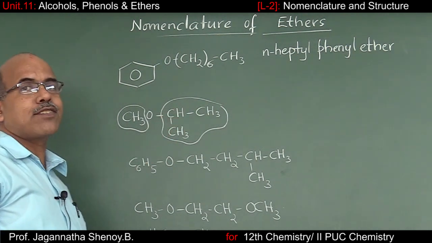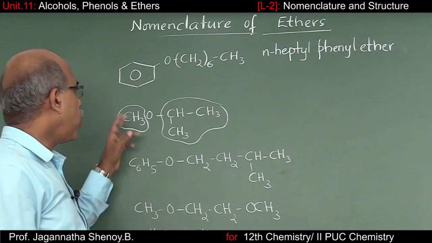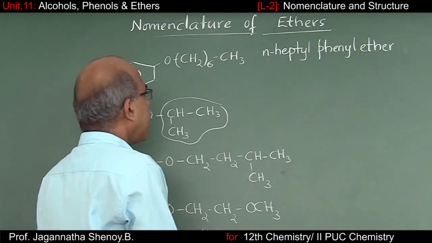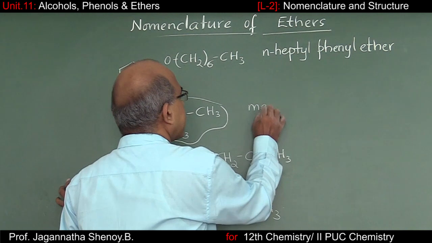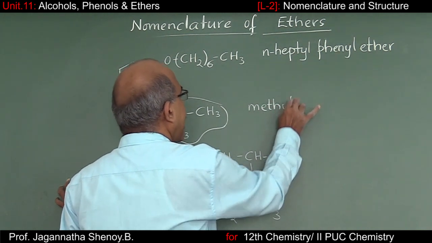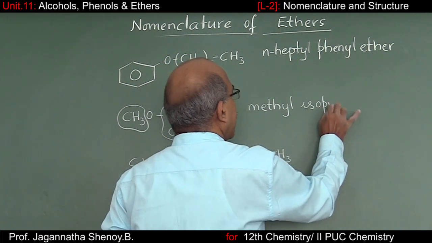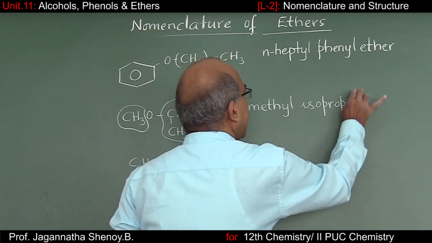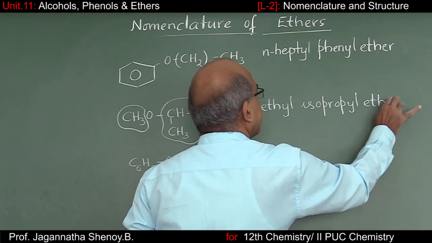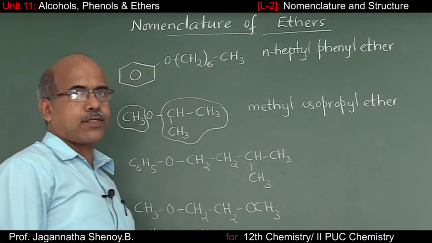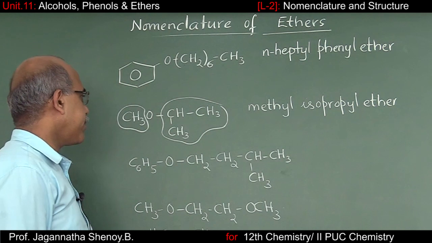CH3CHCH3 is the isopropyl group. So if I consider the common name, we have a methyl on one side, and on the other side we have isopropyl. So methyl isopropyl ether is the common name.